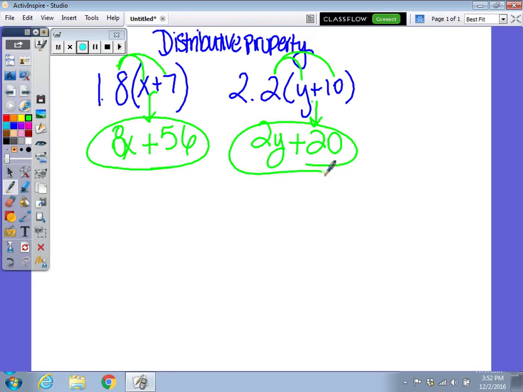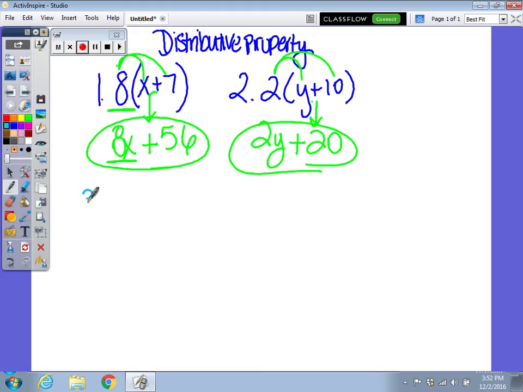In algebra, you don't have to write a multiplication sign in between 8 and x because we just understand that that's what that means. If you see a number in front of the parentheses and there's no operation like addition or subtraction in between them, that automatically means you multiply.